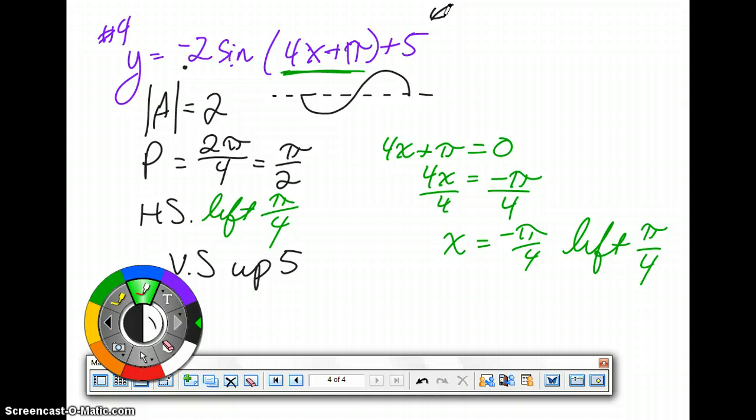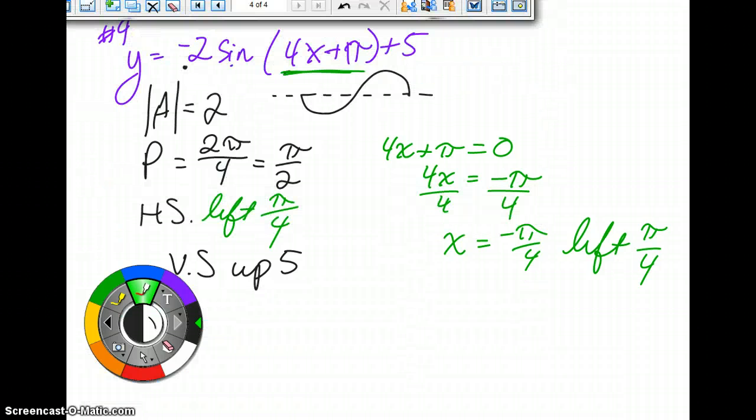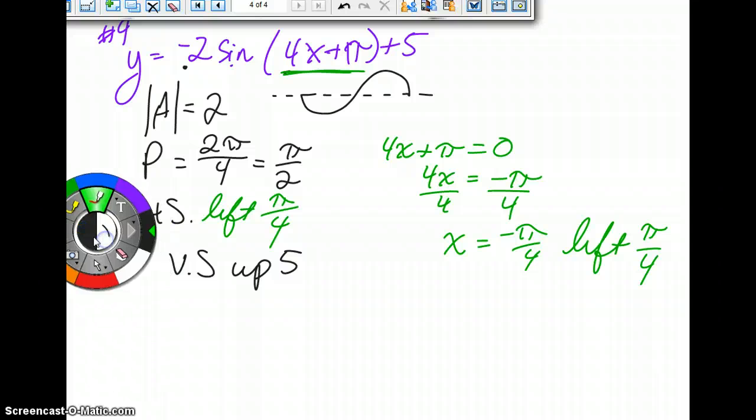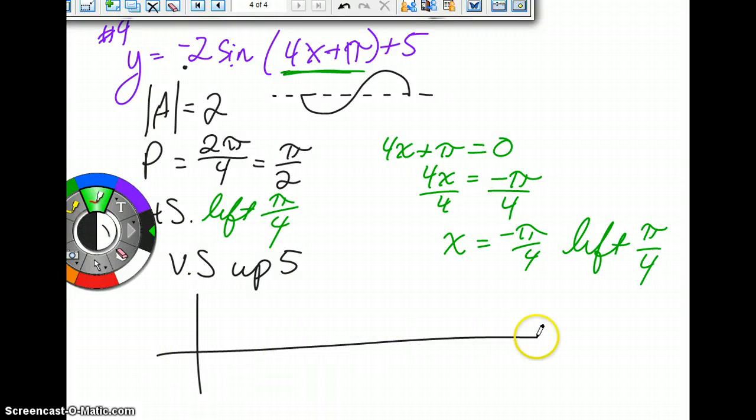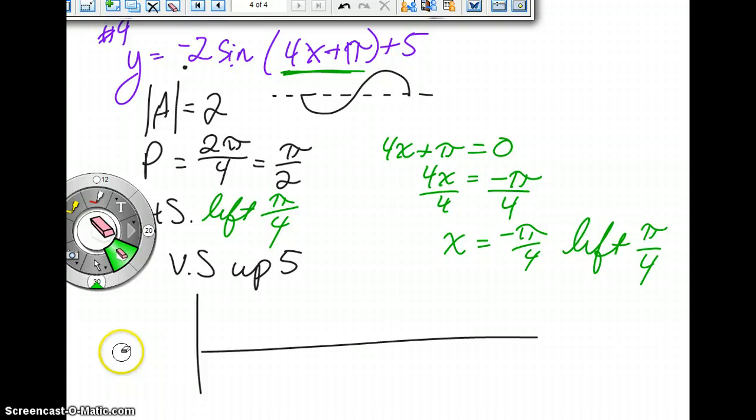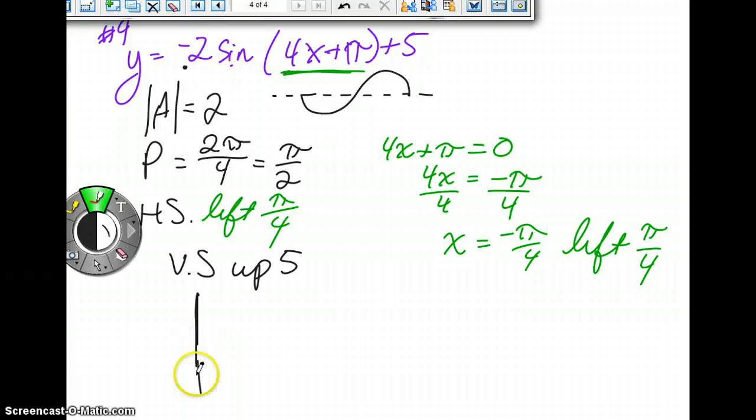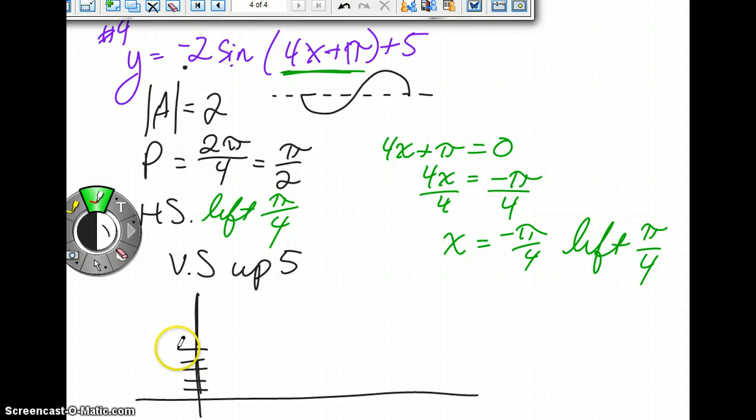All right, so now let's actually plot that and graph it. We're going to go left, so I'm going to make sure I have some room over here. We're going to be up 5, so let me move that down a little bit. I hope I have enough space. Always be willing to readjust. So 1, 2, 3, 4, 5. I'm going to put these fairly close together. Okay, so my balance line is right here at y equals 5. That's what I'm oscillating up and down over.